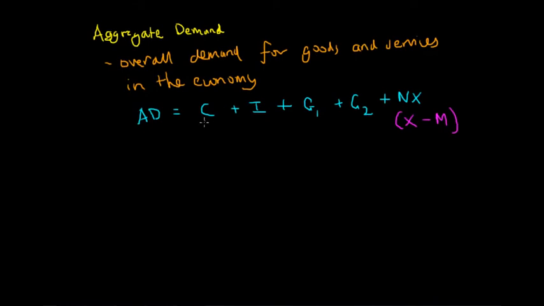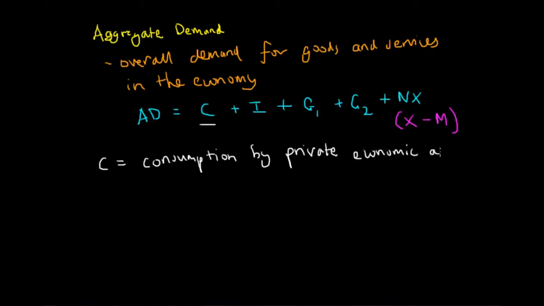Okay, so let's just break this equation down into separate parts now. So firstly we have C. What does C stand for? C is the consumption by private households. So consumption by private economic agents.